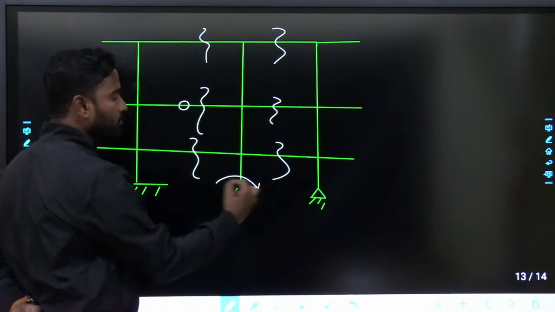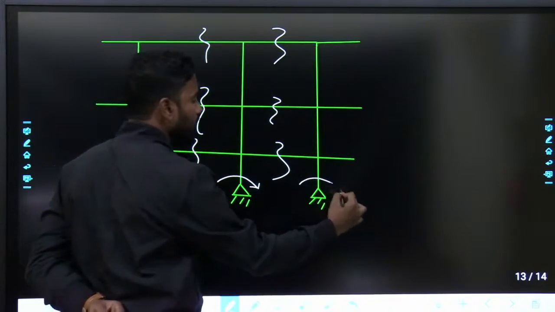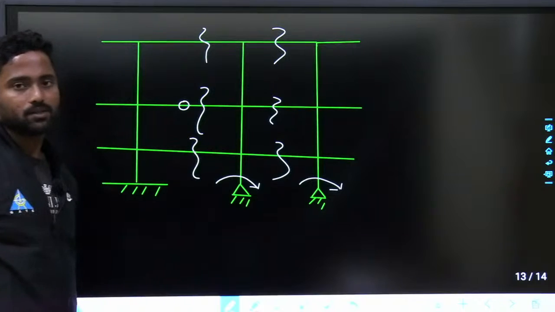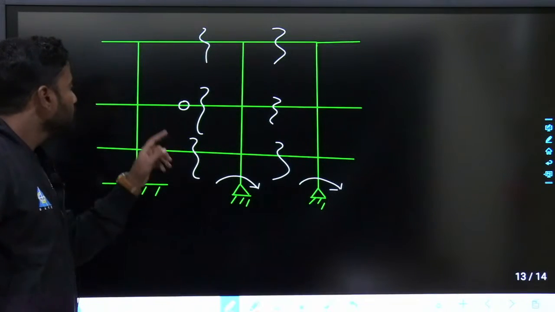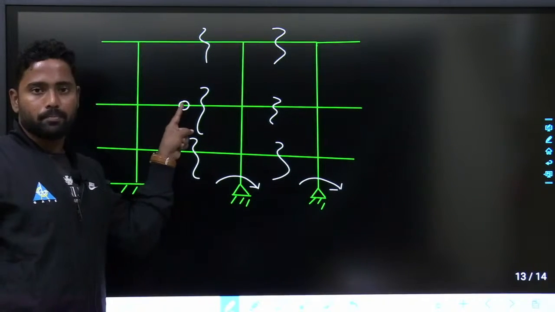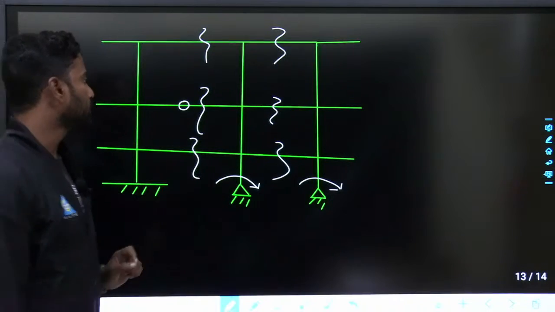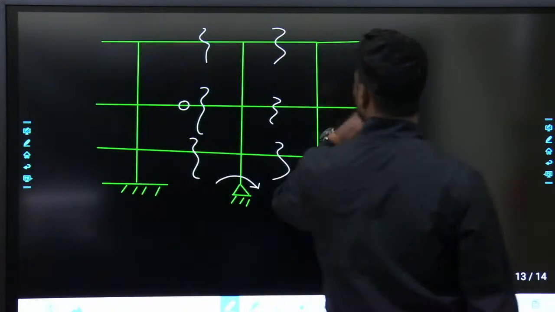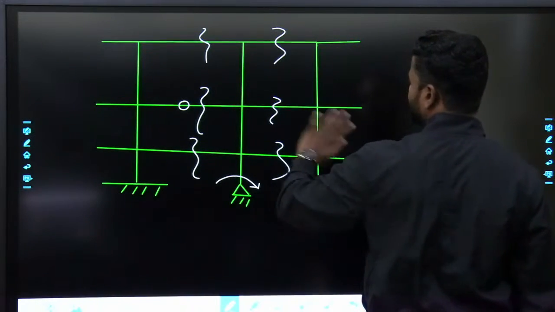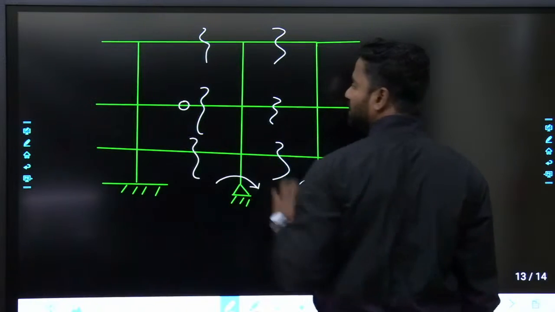Hinge support. You have to add one moment to make it fixed. It is fixed. Now, if I see this cut structure separately, there are no hinges in this. So this becomes fixed, this becomes fixed, well and good. Here there is an internal hinge.